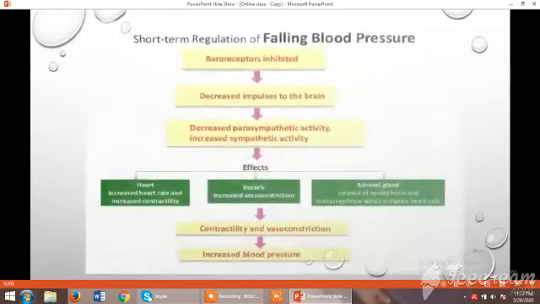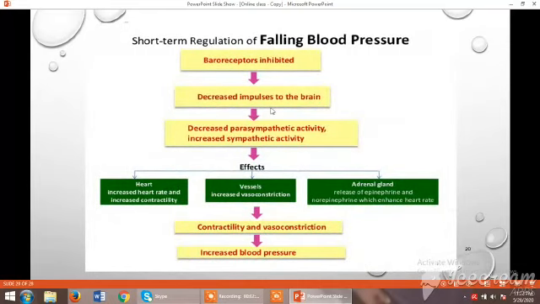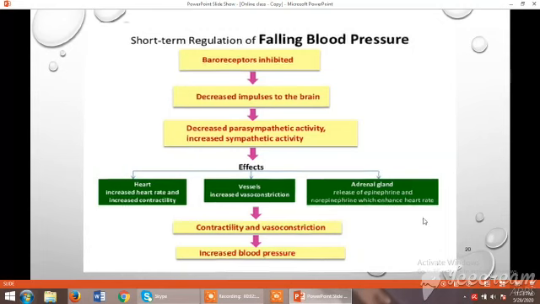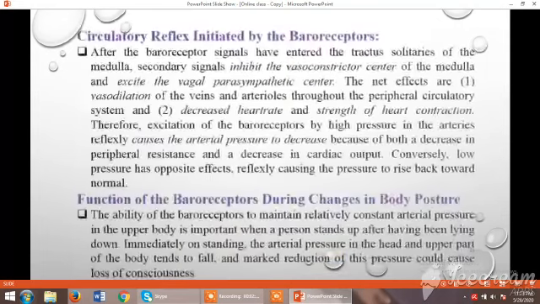And again, when low pressure happens, the baroreceptors are inhibited, so there are decreased impulses to the brain and decreased parasympathetic activity. Whenever parasympathetic activity decreases, the heart increases its rate and contractility, so cardiac output increases, and there is vasoconstriction. Peripheral resistance increases, and epinephrine and norepinephrine also help in vasoconstriction and contractility, thus increasing blood pressure.